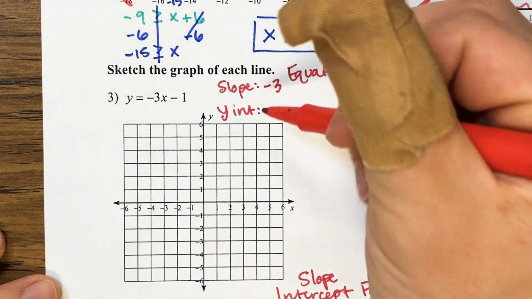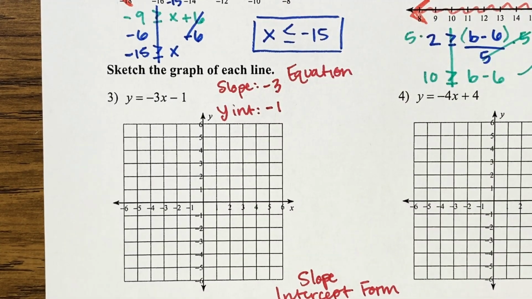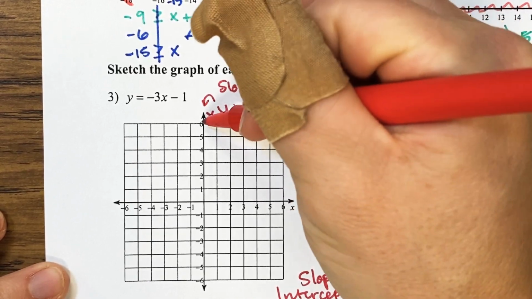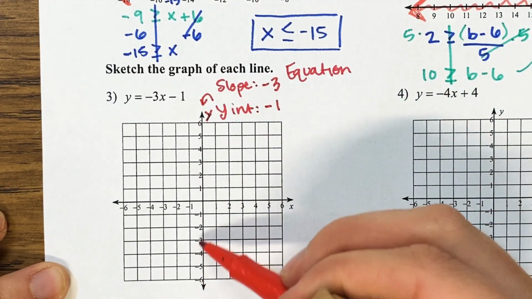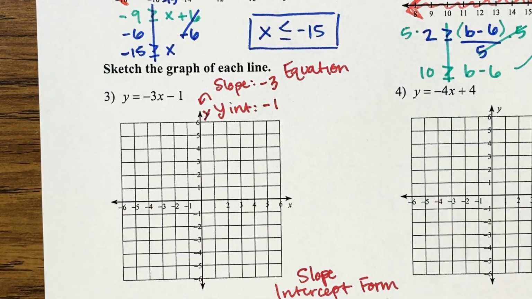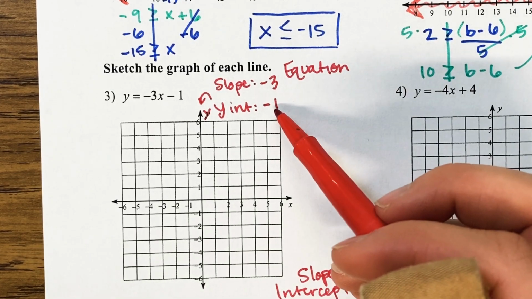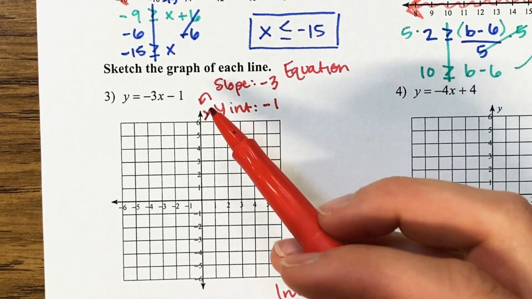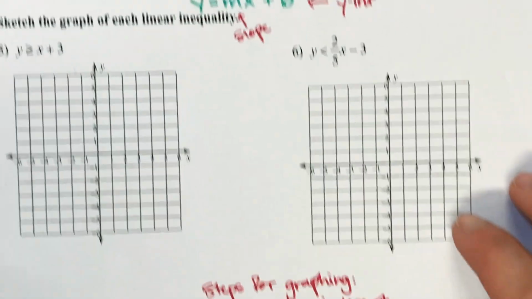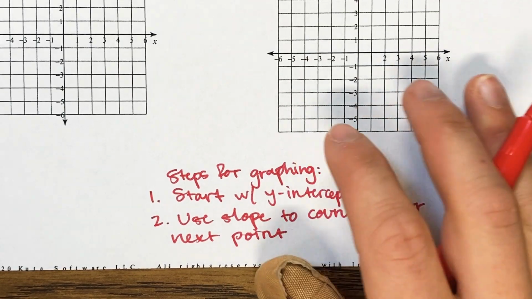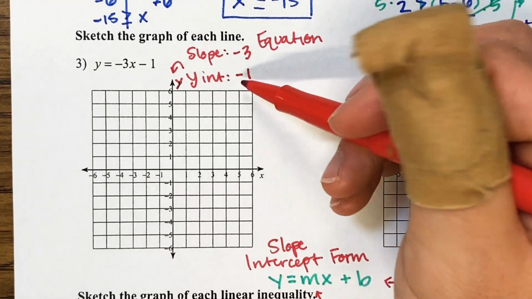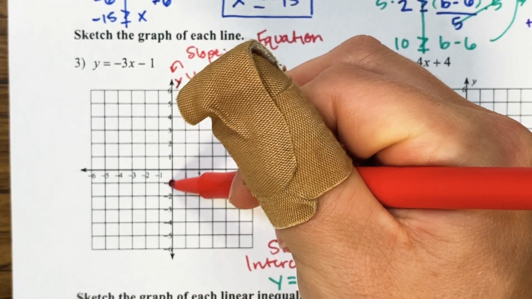It's -1. So our starting point is -1. So our y-intercept is the point on our y-axis. Our y-axis is always the axis that is going straight up and down. That's our y-axis, that is our x-axis. So your y-intercept is the starting point, so you're going to put your first point at that number on your y-axis. Our first step to graphing is start with your y-intercept. So we are going to put our first point at -1. That is right there on our y-axis.